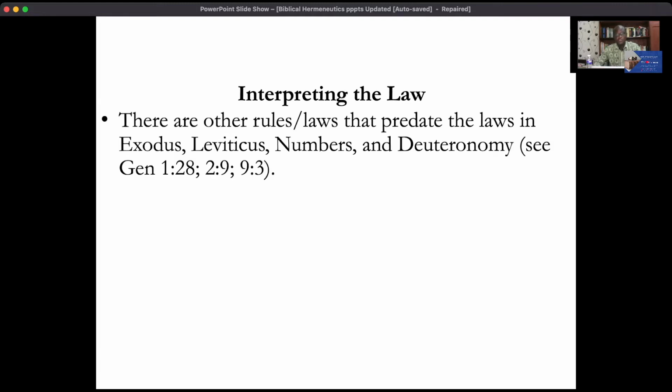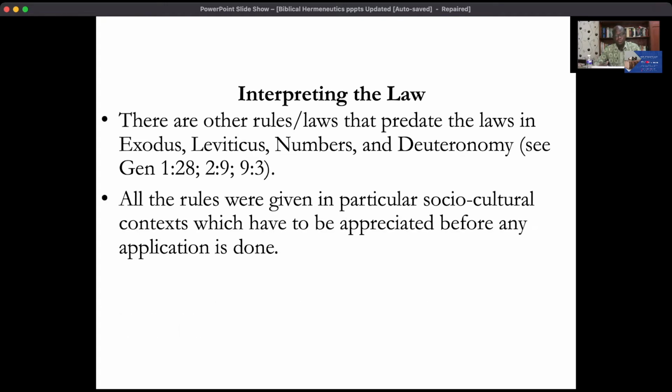There are other rules, laws, that predate the laws in Exodus, Leviticus, Numbers, and Deuteronomy. What we are saying here is that before the giving of the law to Moses, there were other commandments that God gave that should always be considered when we want to interpret the law in the Old Testament. All the laws were given in particular social cultural contexts, which have to be appreciated before any application is done. So to understand any law, we must know the circumstances in which that law was given.